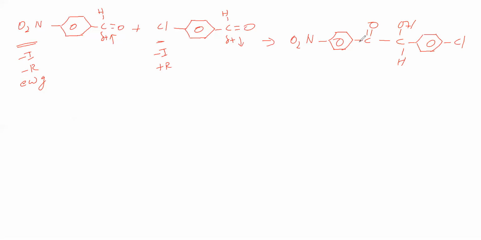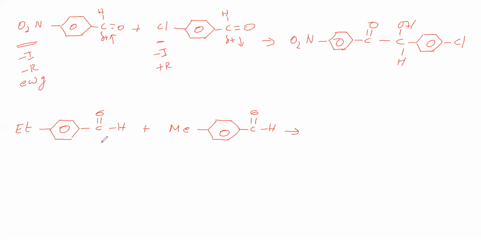Next mixed benzoin condensation. Next reaction we will see. Here an ethyl group, here a phenyl ring, here an aldehyde group. Another aldehyde is here: methyl, phenyl, aldehyde. Now, mixed benzoin condensation. What is the product? We will see. Which carbonyl carbon is more reactive?